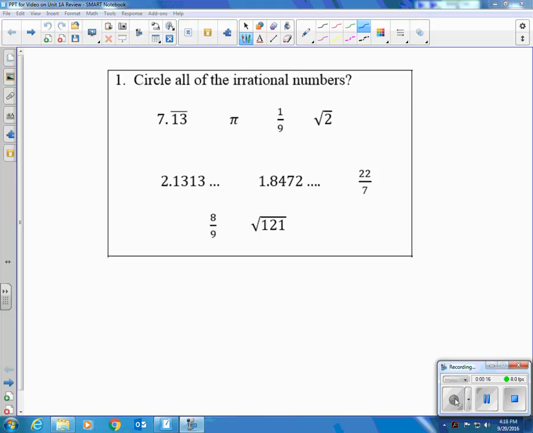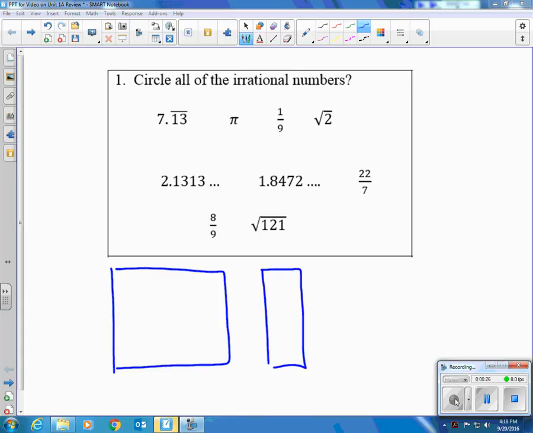So the first one here says circle all the irrational numbers. Remember that when we're thinking about the real number system, we have two sides. If we think of our graphic organizer we made, on this side all of my numbers are rational, we had all of our circles on this side, and on this side, everything is irrational. So also we have to think of our definition.